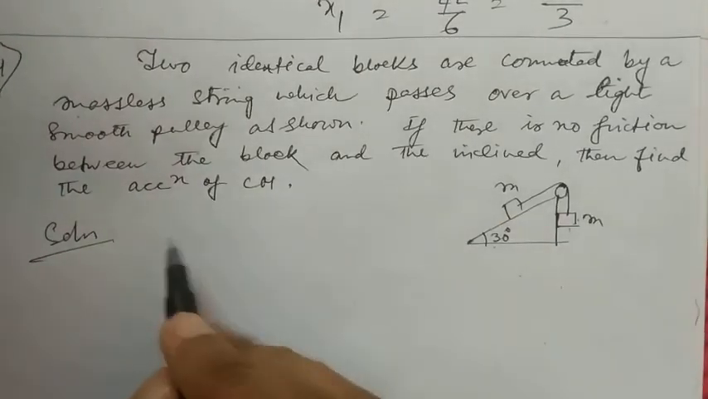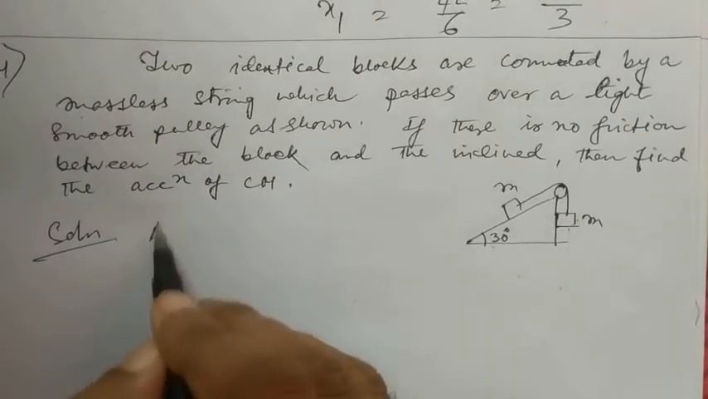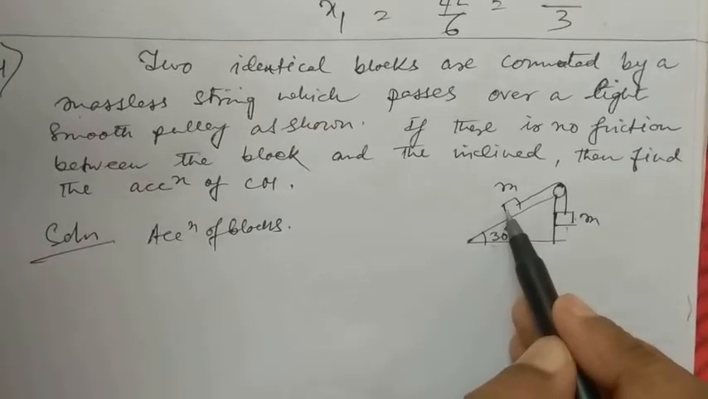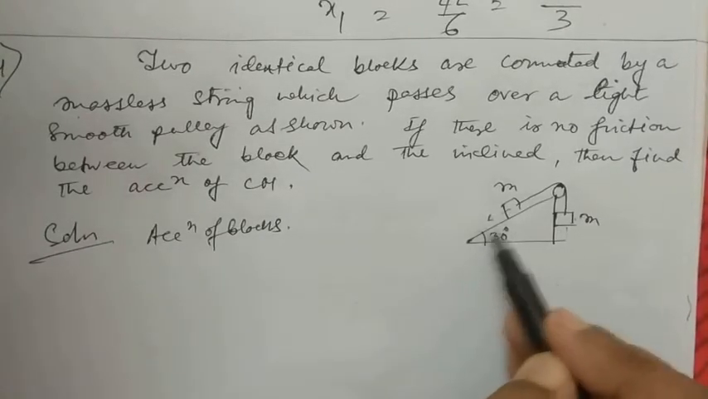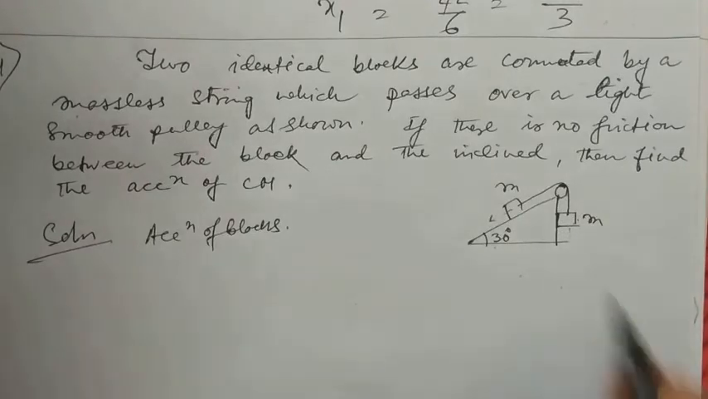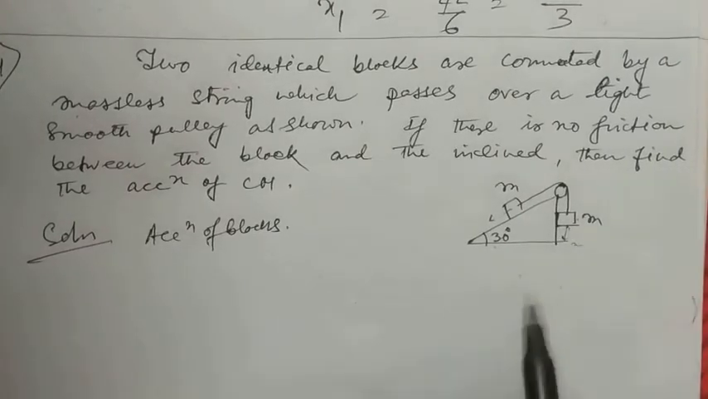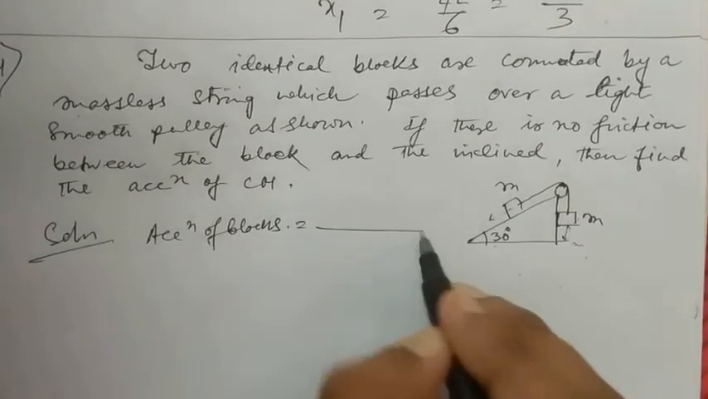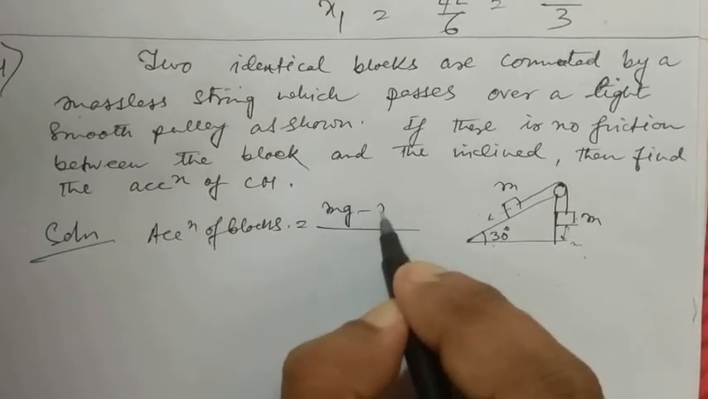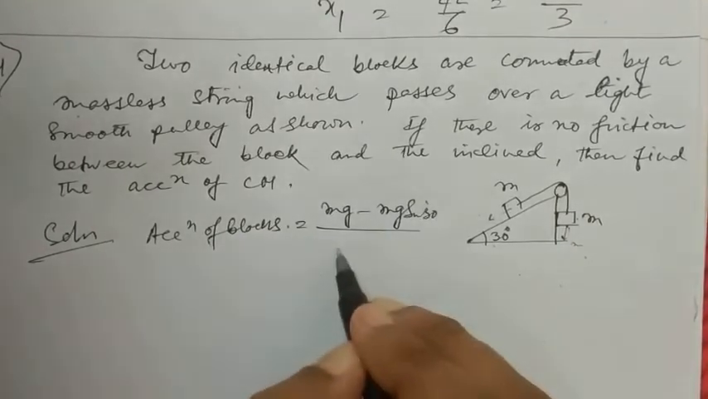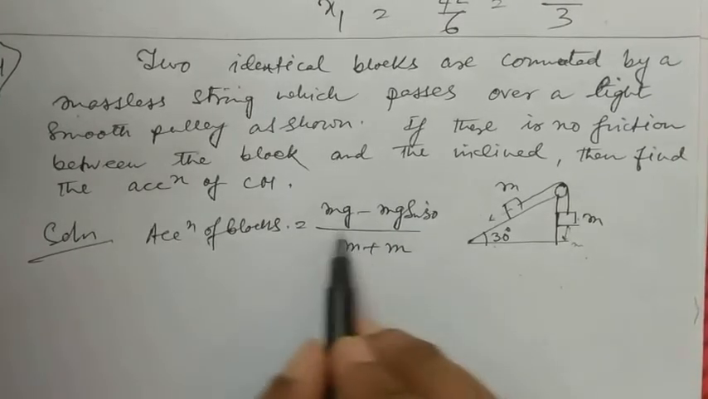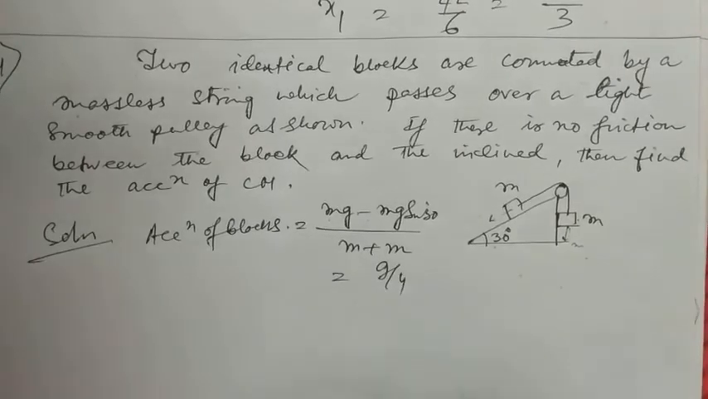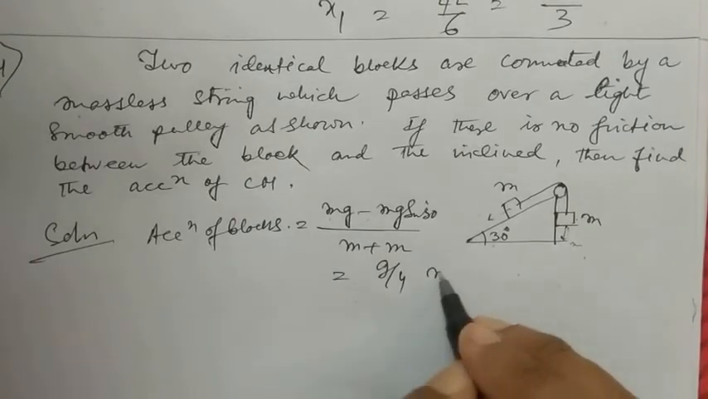No tension method here. So first we try to find the acceleration of the blocks. Now the force acting on this block is mg sin 30 degrees, that means mg by 2, and here it will be mg. So mg is larger than mg by 2. So for acceleration we write (mg minus mg sin 30) by (m plus m), which gives (mg minus mg by 2), that means mg by 2 by 2m, that means g by 4, I suppose, g by 4 meters per second squared.